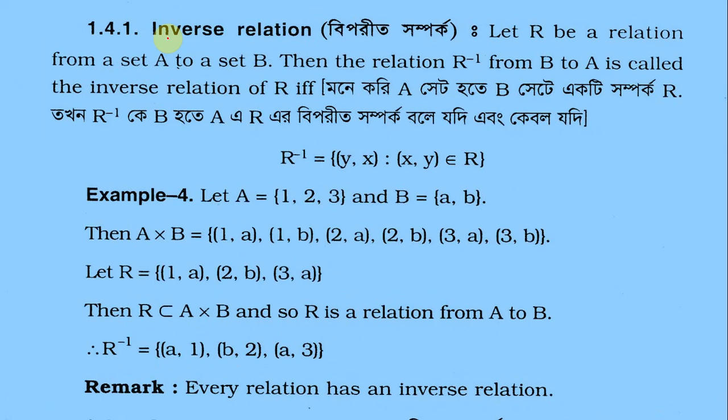Now we will discuss inverse relation. Let R be a relation from a set A to a set B. Then the relation R inverse from B to A is called the inverse relation of R if and only if R inverse equals {(y, x) such that (x, y) belongs to R}.